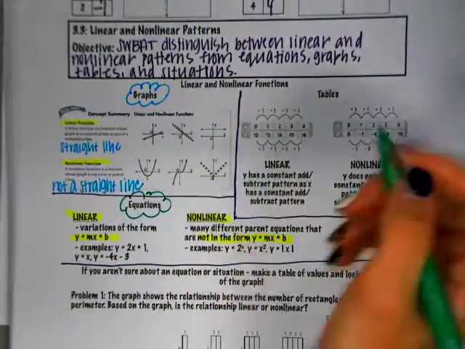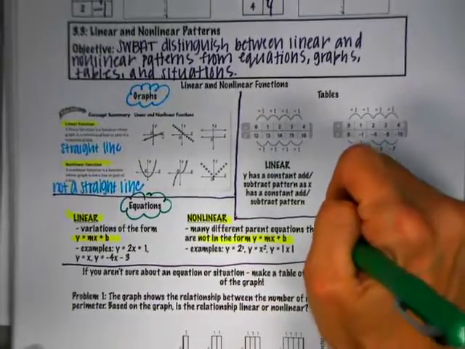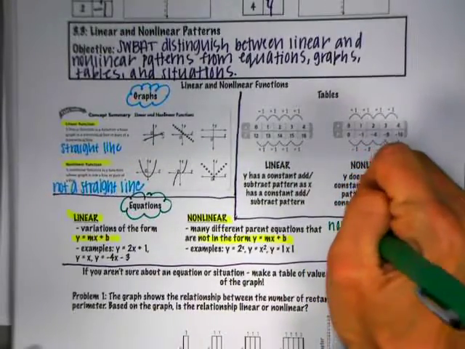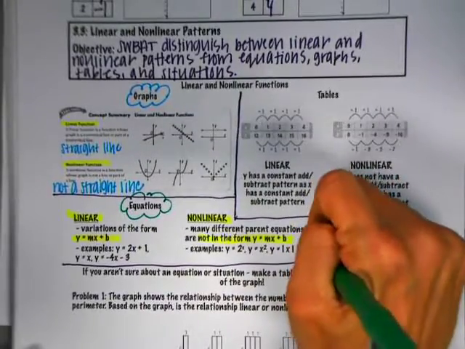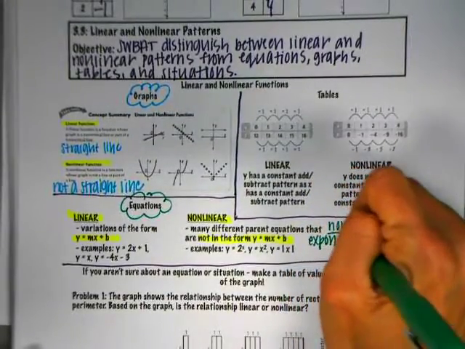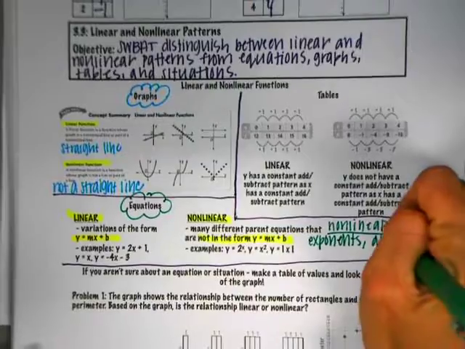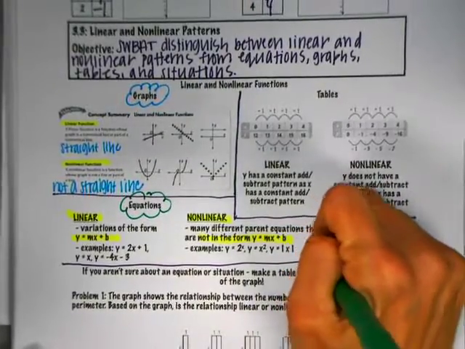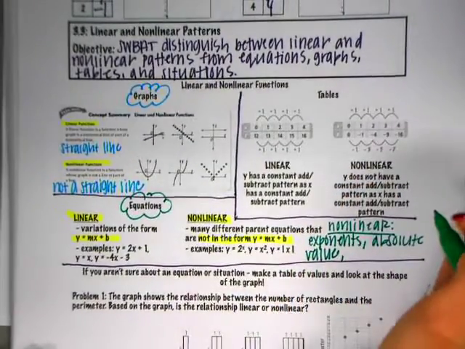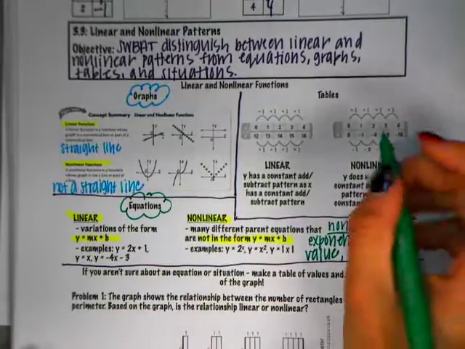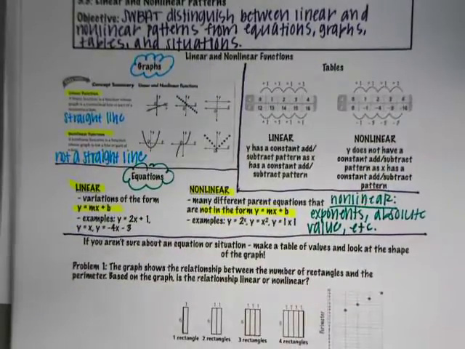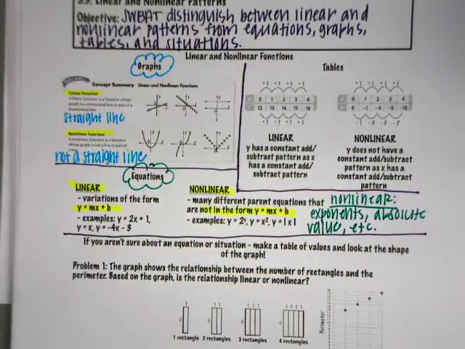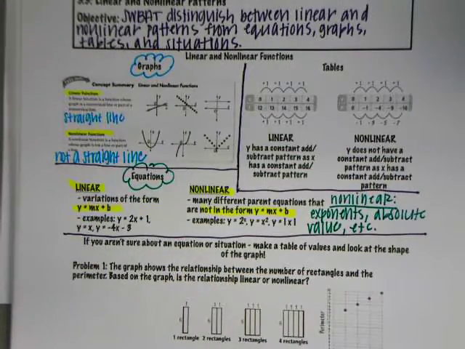So nonlinear is going to include anything with an exponent. Absolute value. Anything with like a square root or anything in it, okay? So it has to be just x to the first power, no exponents, none of that, to be linear.